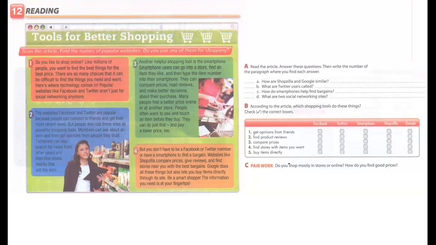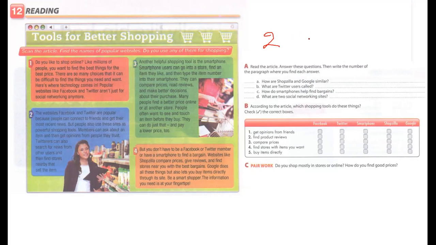Dejemos a un lado el quiz que están ahí, ¿verdad? En ese lugar, en ese sitio. And right now, let's take a look at this, please. This is what you're going to do in the breakout room as well. Entonces, this is exercise number 2. Okay, you have tools for better shopping. Scan the article, find the names of popular websites. Do you use any of them for shopping? Entonces, usted en grupo va a leer. You have to read number 1, number 2, number 3, and number 4. And then you will have to answer this, okay? You will have to answer this.